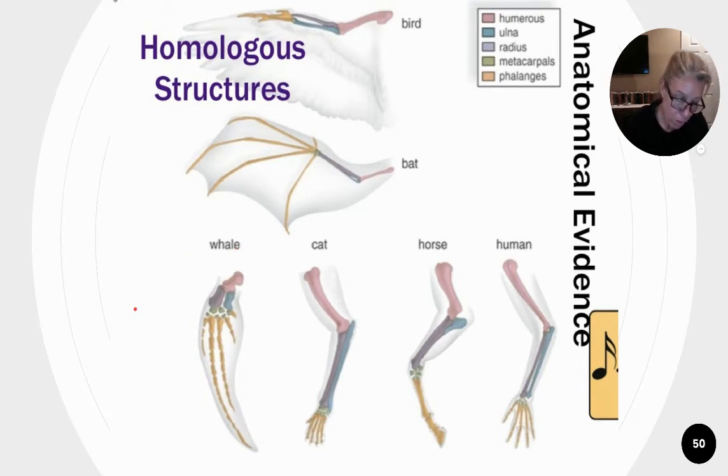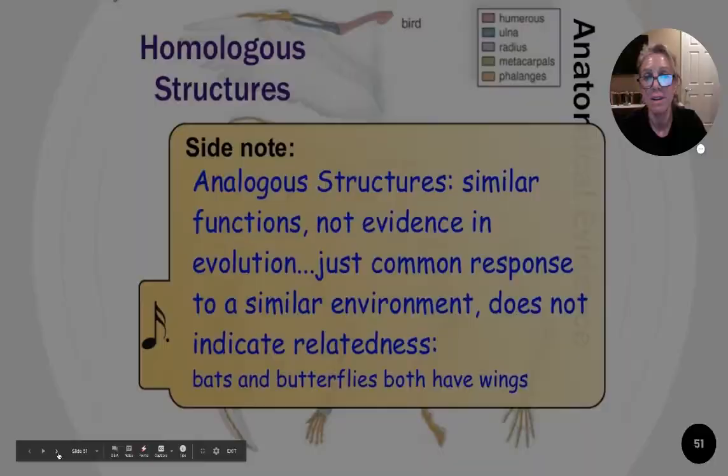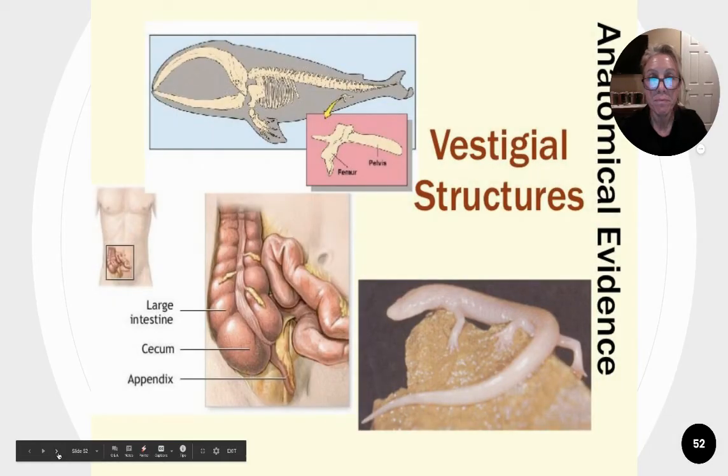So on your anatomical evidence, homologous structures are similar anatomy, but may have different functions. And I said, think vertebrate forelimbs. And then I gave you analogous is similar in function, and it is not evidence, okay?